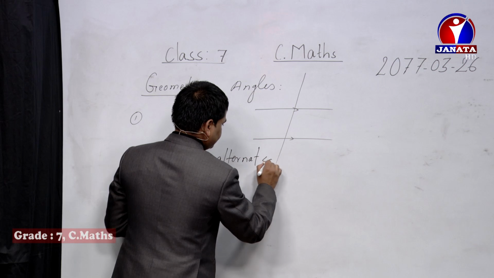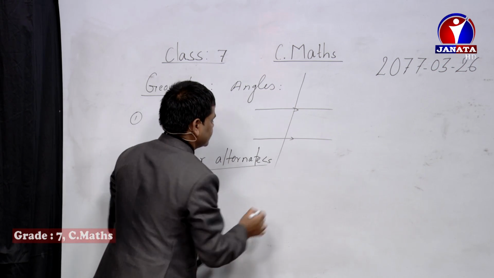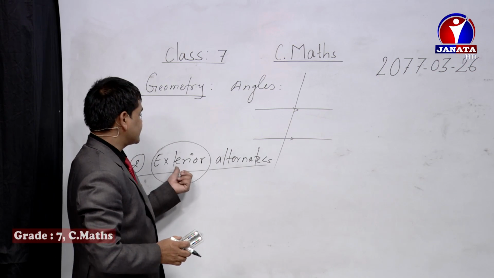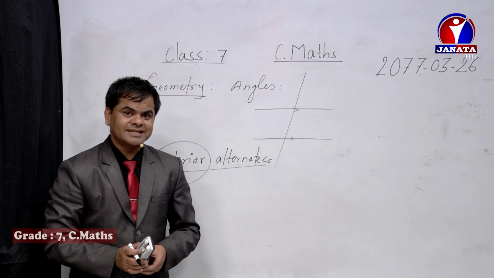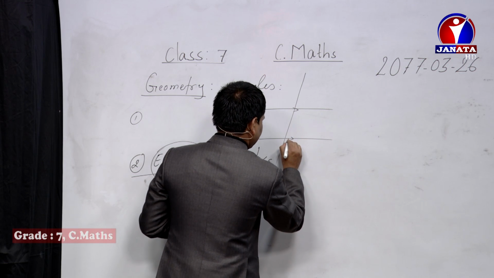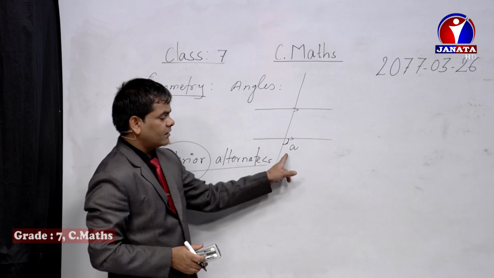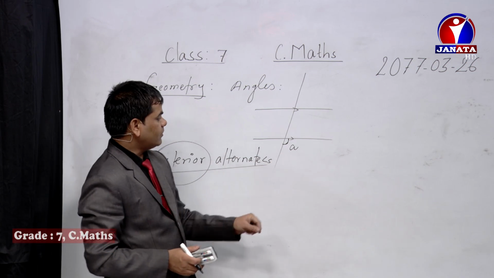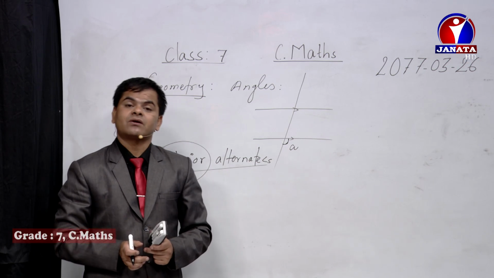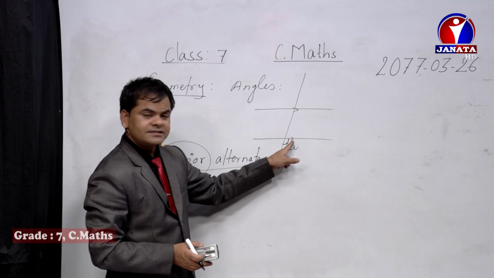Alternate angles. Okay, exterior alternate angles. What is the meaning of exterior? Of course, exterior means they are outside, outer, isn't it? So if you see here, for example, the name of this angle I have presented as A. Now which one will be the exterior alternate angle with respect to A? Exterior alternate means, of course, A is outside of the parallel line, the lower parallel line.